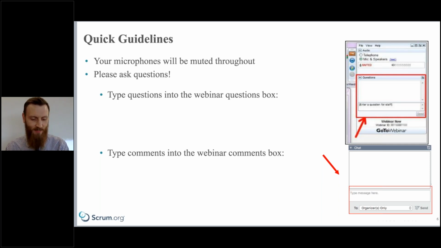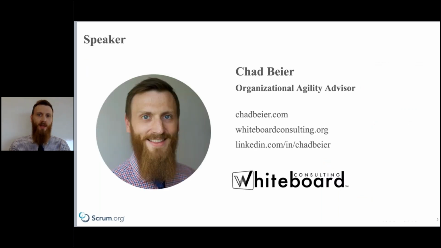Awesome. So I'm going to go back a slide here, there we go. So my name is Chad Beier. I'm an organizational agility advisor. I started my own company a few years ago now, or I guess maybe less than 2 years ago. Whiteboard Consulting. And I'm hopefully going to be able to use the whiteboard a bit today. We're going to see if the technology cooperates with us. But I've got an iPad all set up, so if I don't have something to draw on, it's like kryptonite for Superman. I lose all my powers.